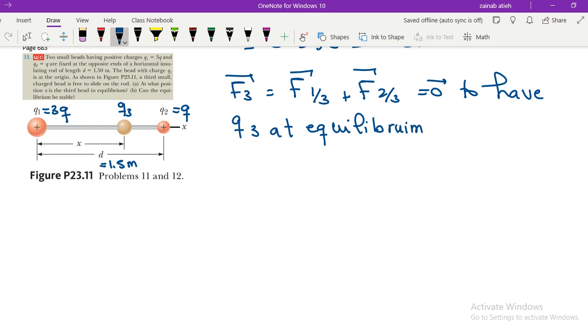So what shall we do now? We have to calculate F1 on 3 and F2 on 3, and then try to find x, which is included inside these forces. Let's start first with F1 on 3. F1 on 3 we start all the time with the magnitude.